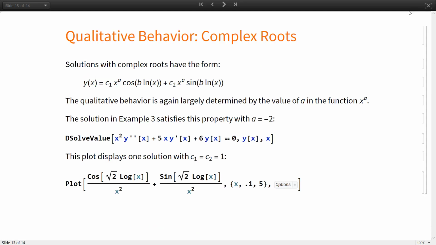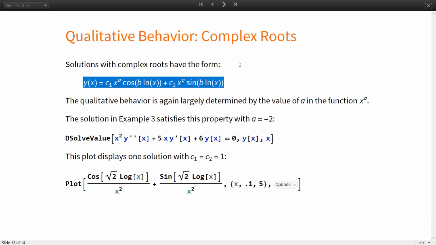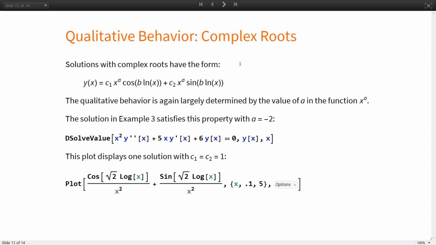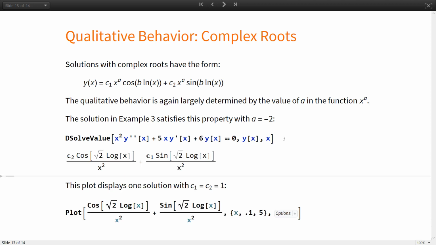When the roots are complex, the solution will take the form given here. While the solution is more complicated when the roots are complex, the qualitative behavior is once again largely determined by the value of the power in the exponent, x to the a. This was the situation in example 3, where a was equal to minus 2. We can obtain this result again using dsolve. The solution will largely be determined by the 1 over x squared term. This can be seen by plotting the solution when the two coefficients are equal to 1.